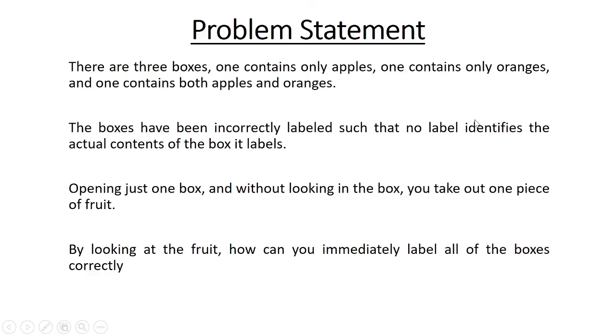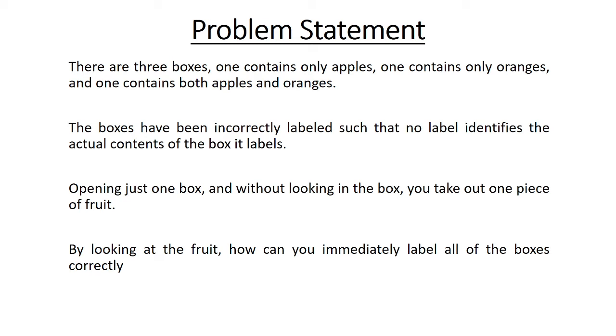Hello guys, in this video we are going to see the solution of the incorrectly labeled boxes puzzle. The problem statement goes like this. There are 3 boxes, one contains only apples, one contains only oranges and one contains both apples and oranges. The boxes have been incorrectly labeled such that no label identifies the actual contents of the box. Opening just one box and without looking in the box, you take out one piece of fruit. By looking at the fruit, how can you immediately label all of the boxes correctly?